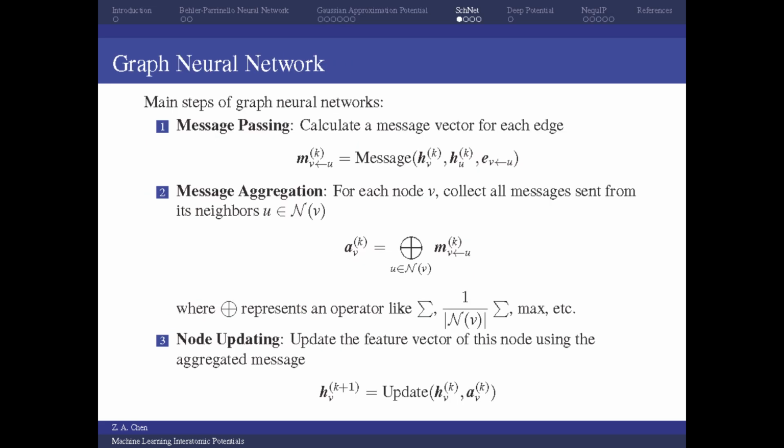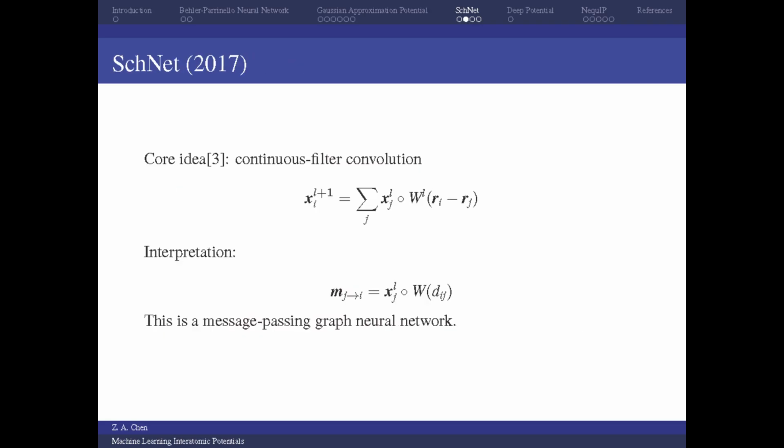Now we move to SchNet from 2017. This paper represents a major transition toward graph networks. The main steps of graph neural networks are message passing and message aggregation, and we will see later why these steps are important. The core idea of this work is continuous filter convolution.